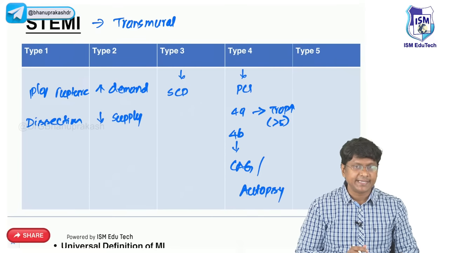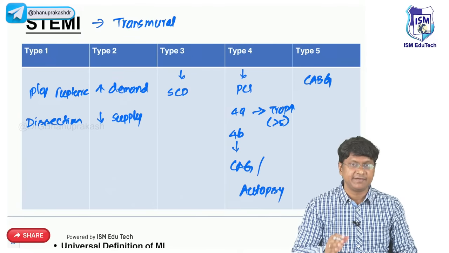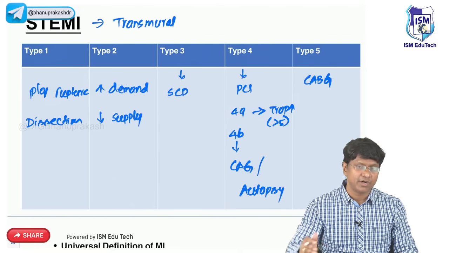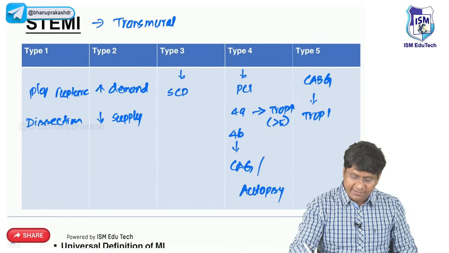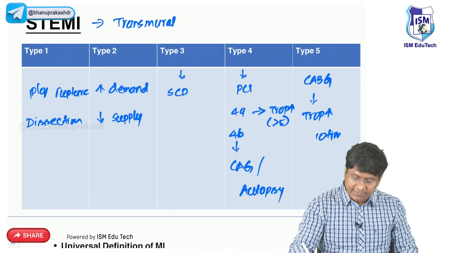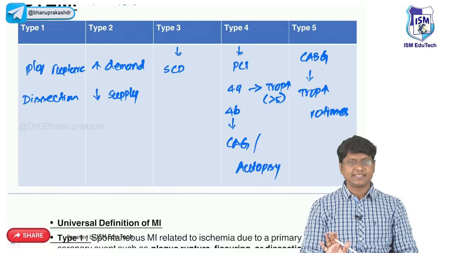Then what is type 5? It is MI which is related to coronary artery bypass graft, where the grafts have been blocked. Again, the individual has developed MI. And how can you identify this? The troponin levels will be elevated, almost 10 times. So these are the various types of MI.